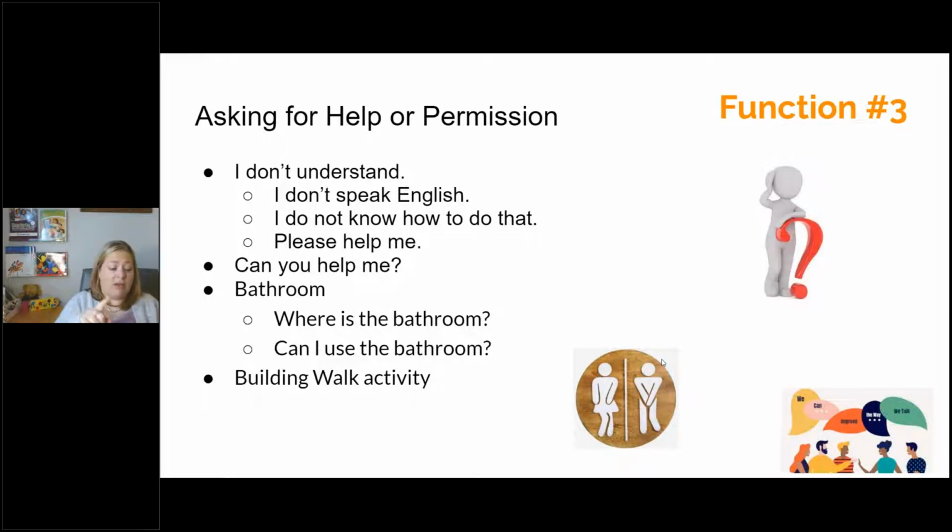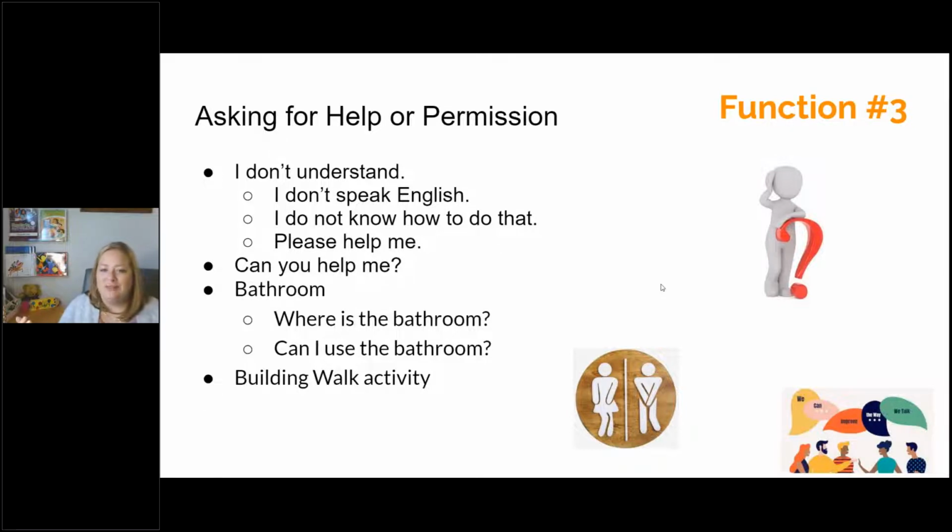They don't know where they are. They don't know what's going on. They don't know what this paper means, whatever. Can you help me can get them so many different places, right? And you can just teach that by making a connection to a picture with help. Like we have this guy, he looks really confused. Or you can look at someone who's hurt in a picture, maybe they fell on their bike and they need help, talking about that. He fell, whatever. It just depends on your student's level, how you want to teach that phrase.